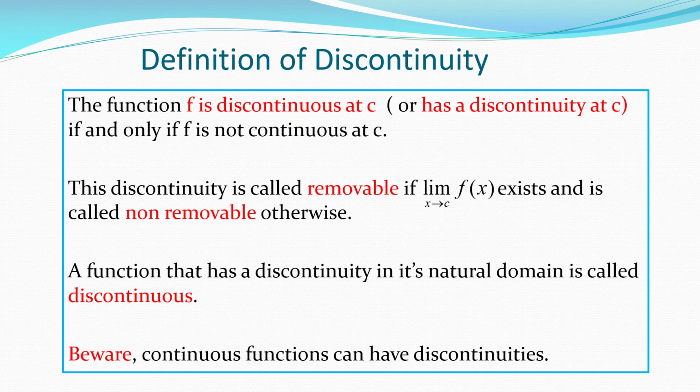Removable discontinuities are really actually not that bad in calculus. We don't really care very often. Non-removable discontinuities are the ones that you can see very obviously in a graph. If a function has a discontinuity that's in its domain, then we call the function discontinuous. Be very careful. Continuous functions, which means that it's continuous on its domain, can have a discontinuity because it can have a discontinuity if something's not in its domain.